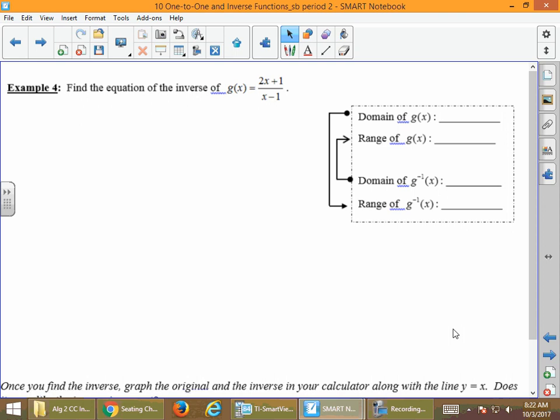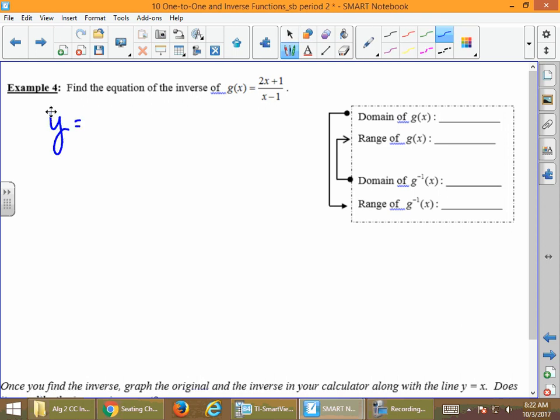Our steps for calculating the inverse are, first of all, change g of x to y. So we'll start there. g of x is y equals 2x plus 1 divided by x minus 1.